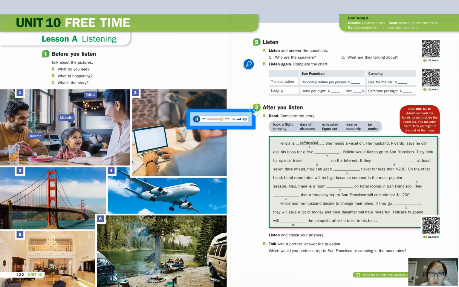Okay, so let's look at the first question. Who are the speakers? Okay, so you can say Ricardo and Felicia are the speakers. And let me ask another question. What is their relationship? Okay, so you can say they are husband and wife. Or you can say they are married.